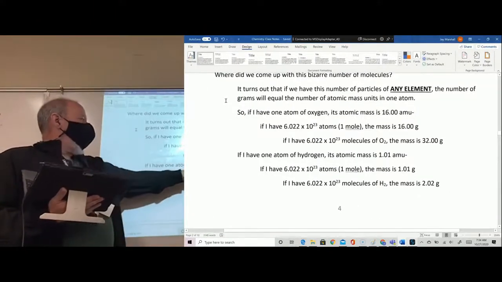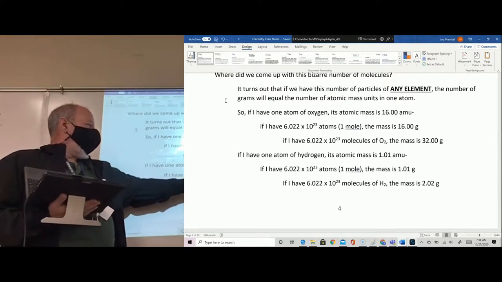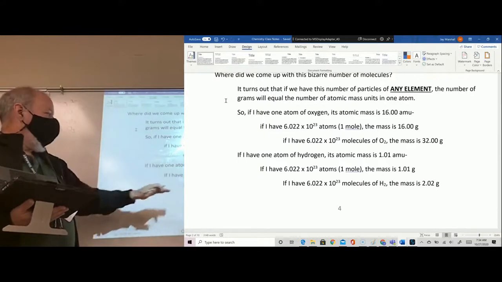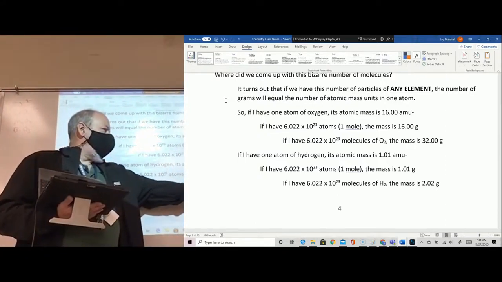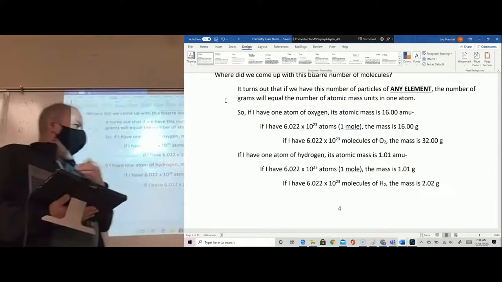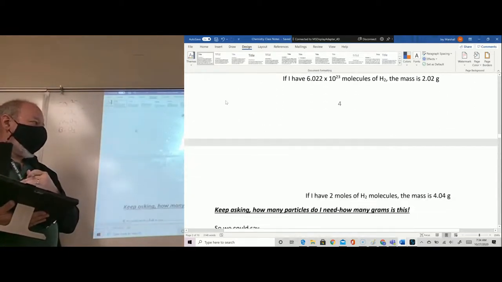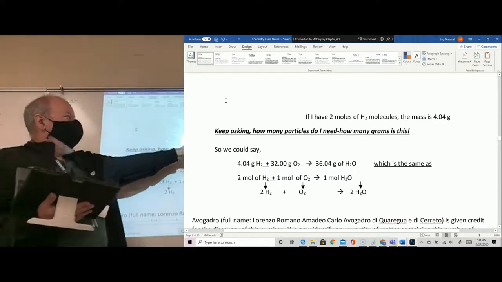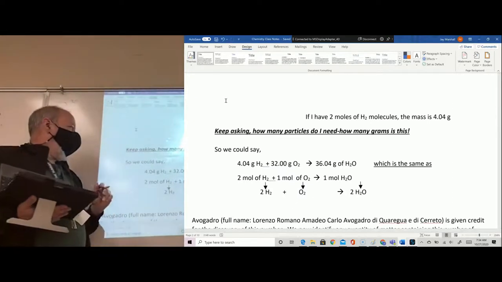If I have 1 atom of hydrogen, its atomic mass is 1.01. If I have 6.022 times 10^23 atoms, the mass is 1.01 grams. If I have molecules of hydrogen, I'm going to have to multiply that times 2, right? And the mass of 1 mole of hydrogen molecules is 2.02 grams. If I have 2 moles of hydrogen molecules, the mass is 4.04 grams.